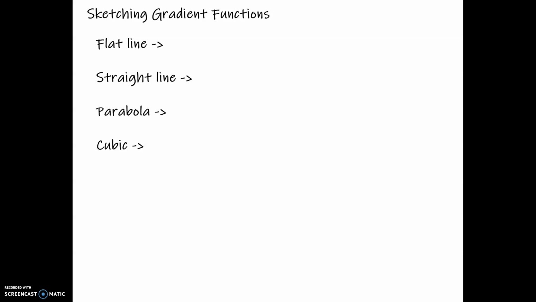In this video, we're going to be looking at how to sketch gradient functions. So one of the first things you need to realize is that gradient means the measure of steepness. Okay, so when you have a flat line, the gradient of that line is 0. So the gradient function of a flat line will also be a flat line, going through y equals 0.